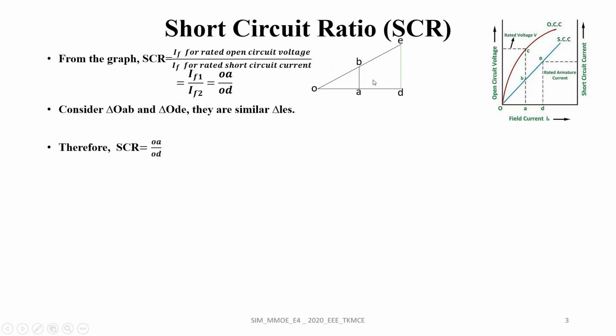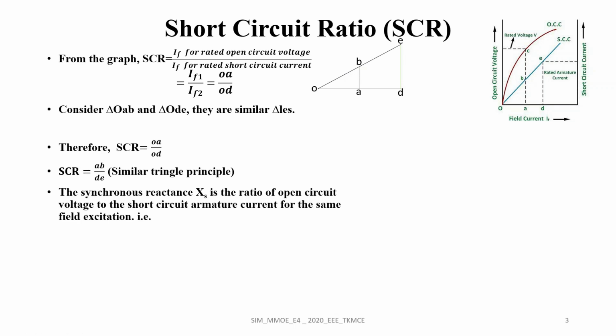Since these two triangles are similar triangles, we can say that SCR is equal to AB by DE. Recalling the EMF method, in order to find synchronous impedance, what did we do? Corresponding to the same excitation, we found the open circuit voltage and the short circuit current. That ratio gives synchronous impedance. So the same concept we can utilize in order to find the expression for XS. Synchronous reactance XS is the ratio of open circuit voltage to the short circuit current for the same field excitation.